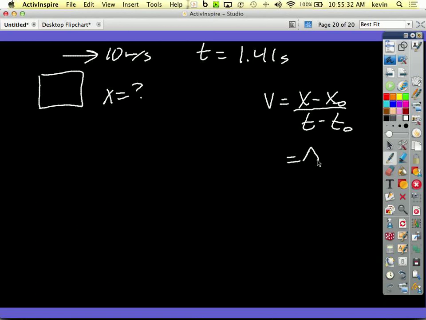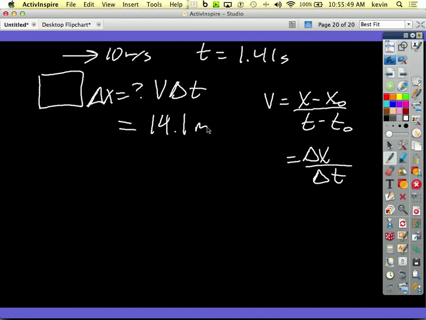And then x0, we're just assuming that this delta x is going to be the distance the bike travels, and delta t is the time over which it travels. So we don't care which one's x, which one's x0. So then, if I call this delta x, it's going to be v times delta t. And our answer is 14.1 meters. And that is how you do that problem.